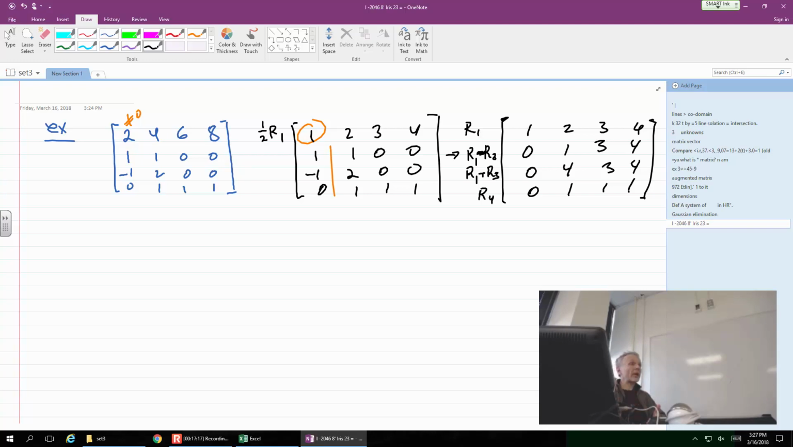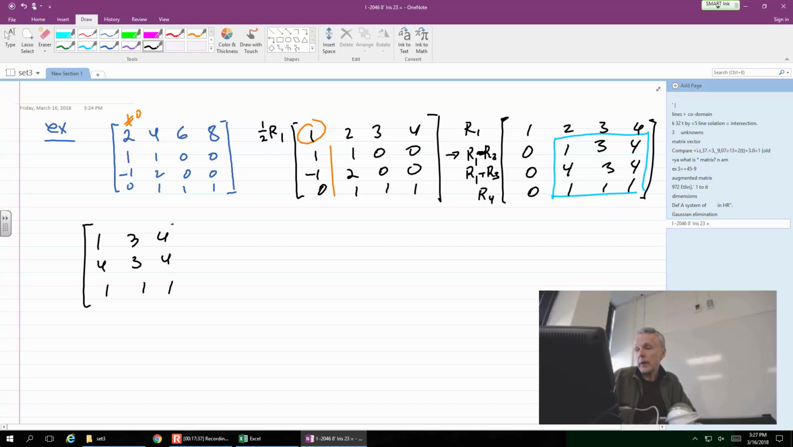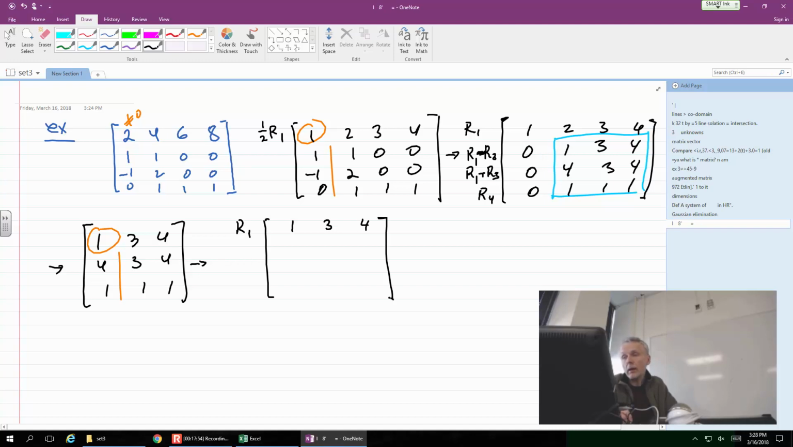And now we continue with the cycle, moving right to left. But more precisely, I do this: I'll just take a smaller, more compact matrix. I'm getting then 1, 3, 4, 4, 3, 4, 1, 1, 1. That's my new smaller matrix. I already have a leading one, so I'm going to use it to eliminate those two entries underneath. So how? The same way. I keep the first row intact, 1, 3, 4, and then I multiply the first row by 4 and subtract the second.